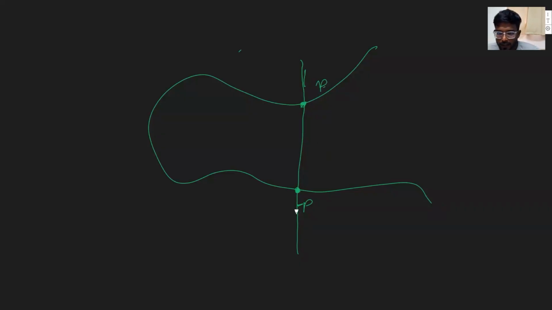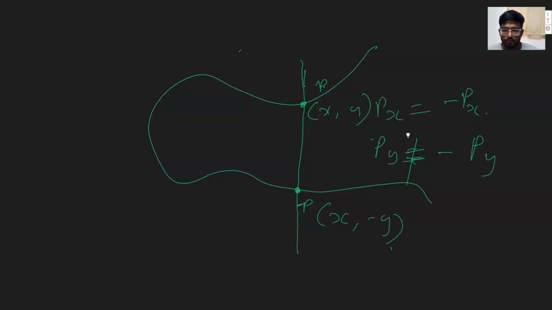So with P and negative of P, the x coordinate of P will be equal to the x coordinate of negative P. The x coordinate won't change, right? Then the y coordinate alone will change in sign. The x coordinate will be equal, but the y coordinate will not be equal, because the y coordinate of P will not be equal to the y coordinate of negative P. They differ in sign. So if this is x comma y, this point will be x comma negative y. That's what I'm trying to say.